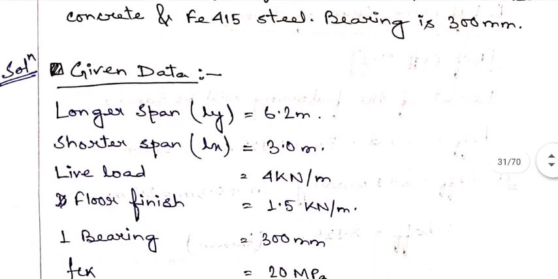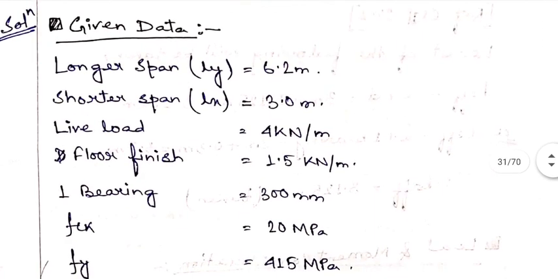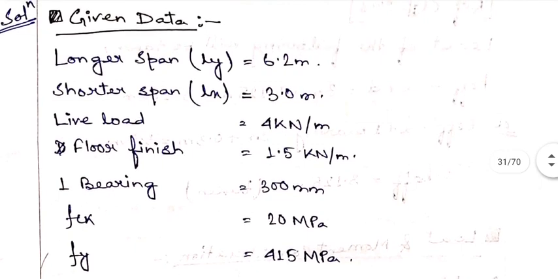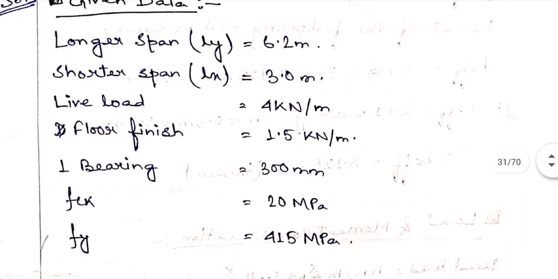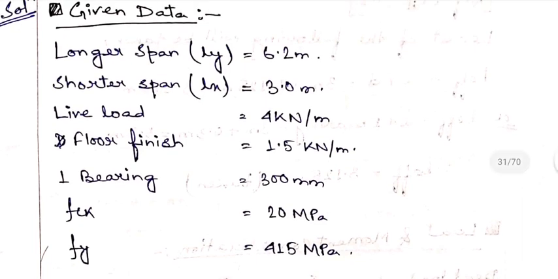First of all, write down the given data. Longer span, that is Ly, is 6.2 meter. Shorter span, that is Lx, is 3 meter. Live load is 4 kilonewton per meter. Floor finish is 1.5 kilonewton per meter. One bearing is 300 mm. fck is 20 MPa. fy is 415 MPa. MPa means Newton per millimeter square. You know that. So all given data are written here from the question.